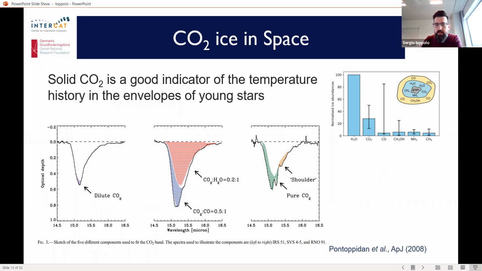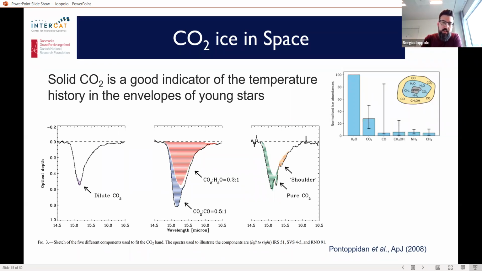So, for instance, here, this is already an old work from Klaus Pontoppidan. He fitted with just deposited ices the profile of the bending mode of CO2. The one I was showing you before was the stretching mode. Now we are at 15 microns. And you can see that the profile across different sources is dramatically different. If CO2 is diluted in other molecules, it presents a single peak. When it's pure, I should also say crystalline, there is a splitting, and this peak becomes a double peak. And there is also a shoulder on this side.